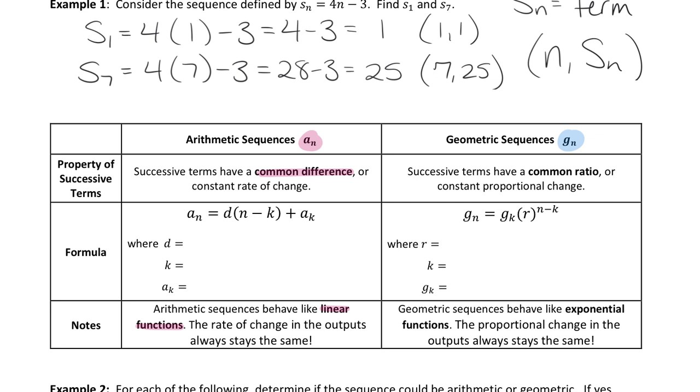The formula for an arithmetic sequence is as follows, and it's really, guys, it's just point slope form, where we have the common difference D. That's what D stands for. That is the common difference.